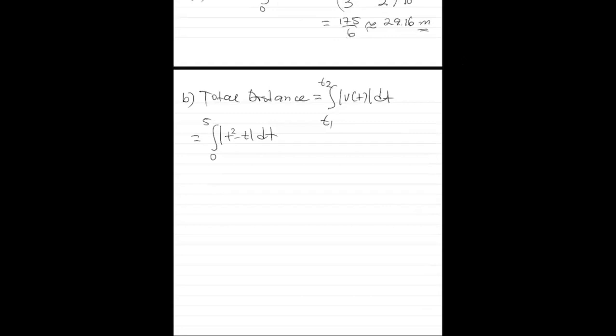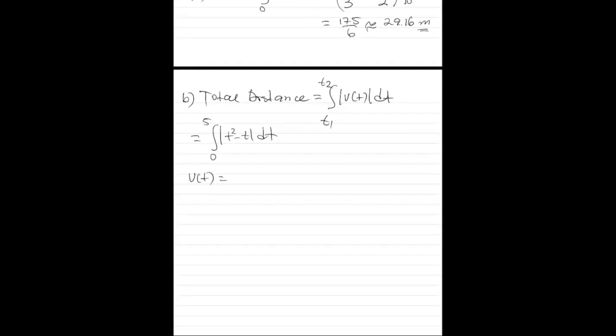And our formula is almost the same, but now we have absolute value for the function because we want that to be positive. So in our case, it's the integral from 0 to 5, and our function was t squared minus t dt. So how do we integrate the absolute value function? So we're going to do that right here.